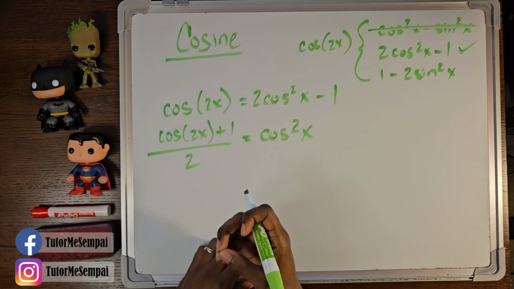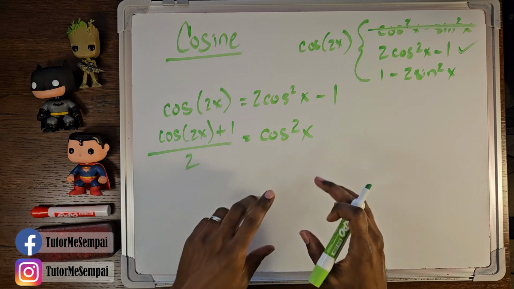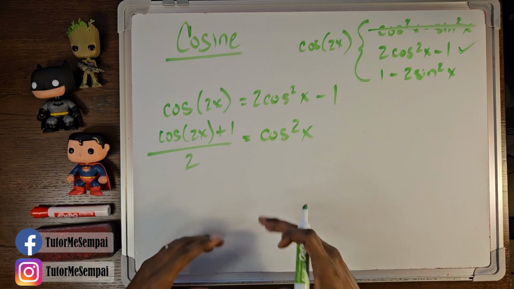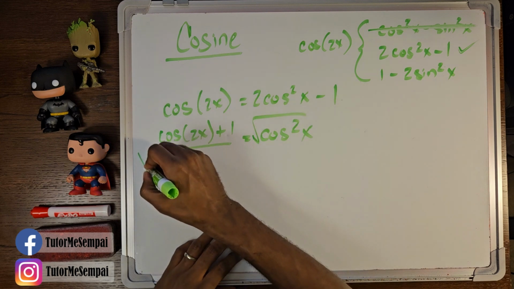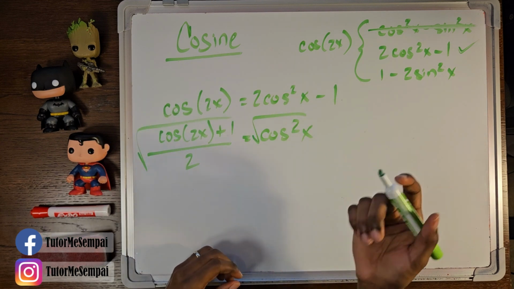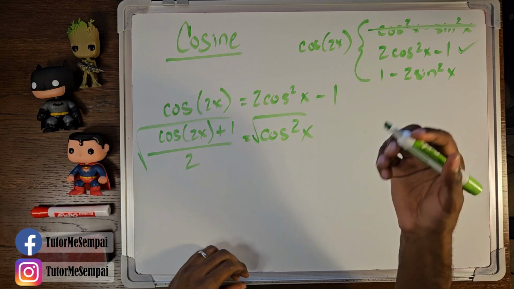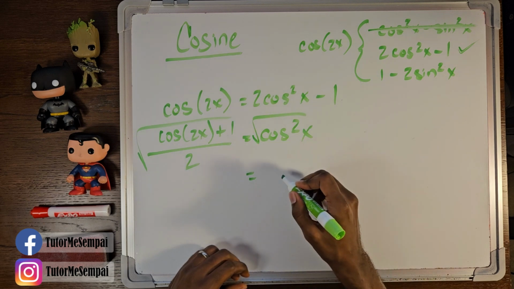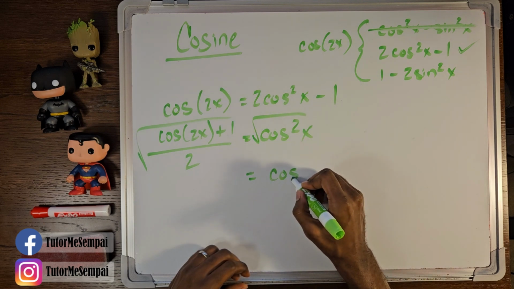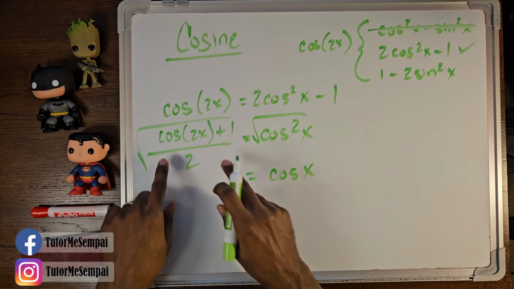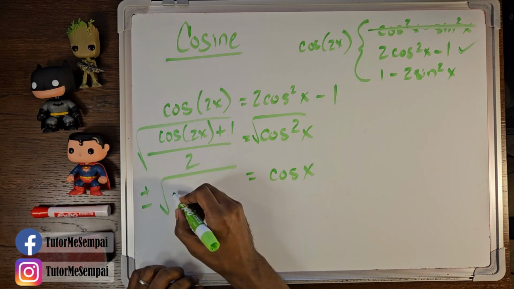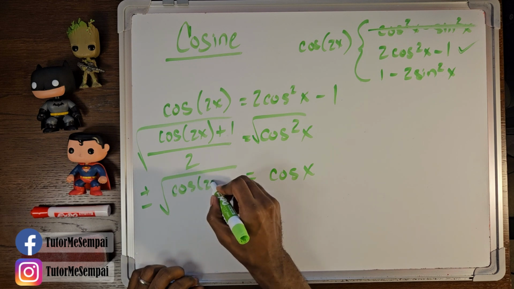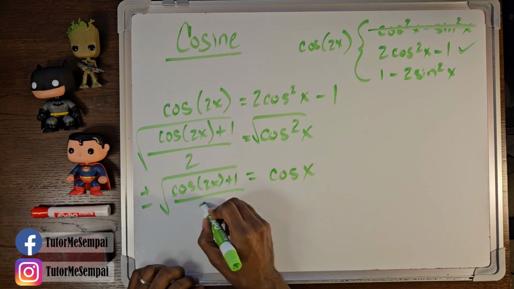Now let's square root both sides because we don't want squares in our identity. So let's square root both sides and see what we get. Now this is automatically a giveaway because we're going to be square rooting something that's squared. So that's just going to give us a cosine of x automatically. This is going to give us a plus or minus, and we're going to just rewrite it all over 2 just to make things cleaner.